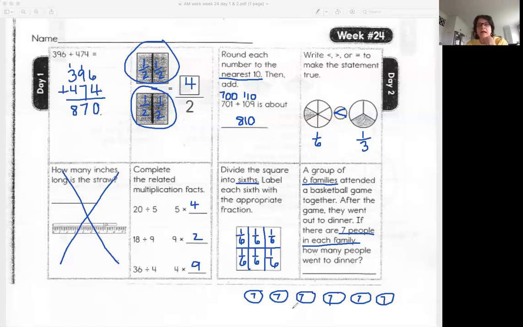Okay, the number sentence I would write would be 6 groups of, the multiplication sign says groups of, 7 equals, and that's that fact that was up on the board. Remember when we left school, everybody's supposed to be very fluent in that one. 6 times 7 is 42. We looked at that every day. So that's one we really want to commit to memory. So how many people went out to dinner? I would write 42.